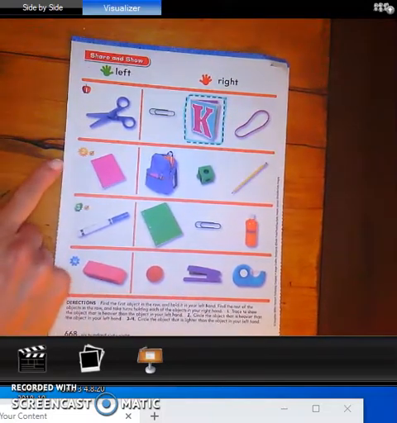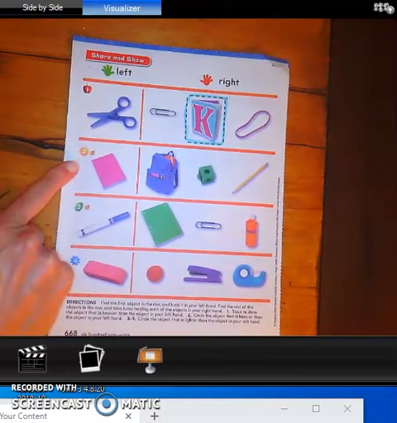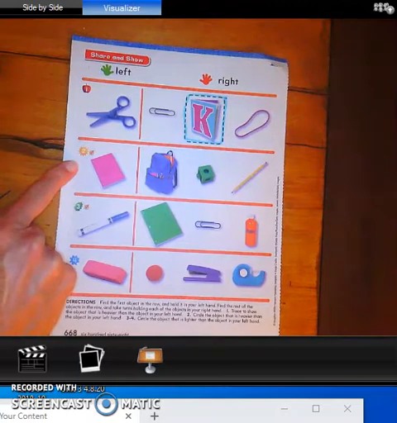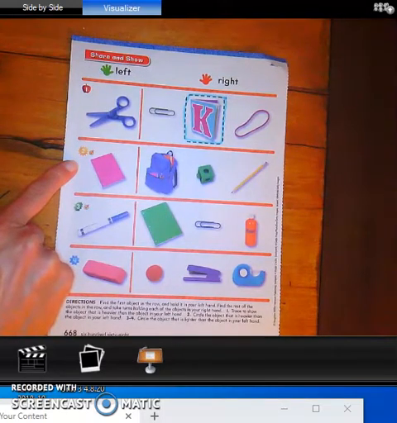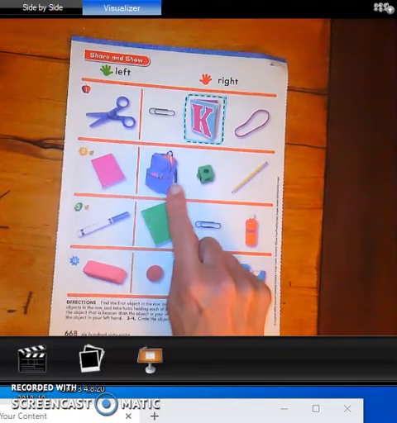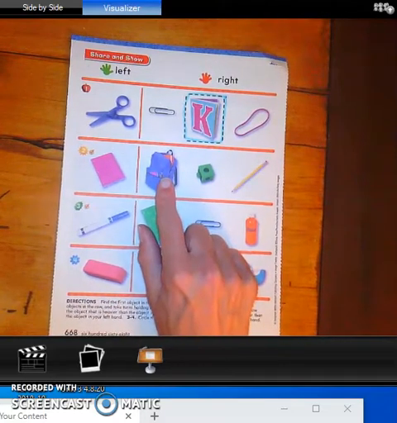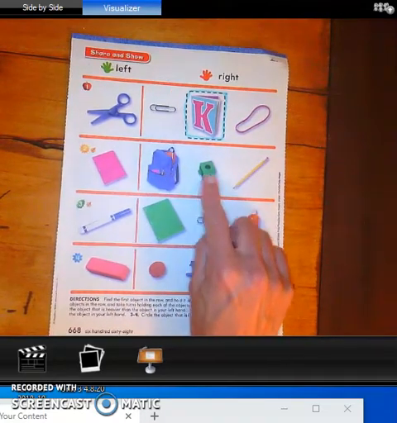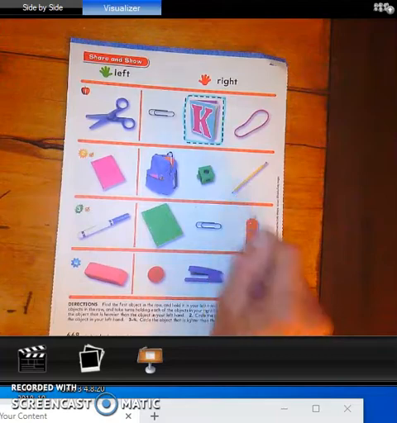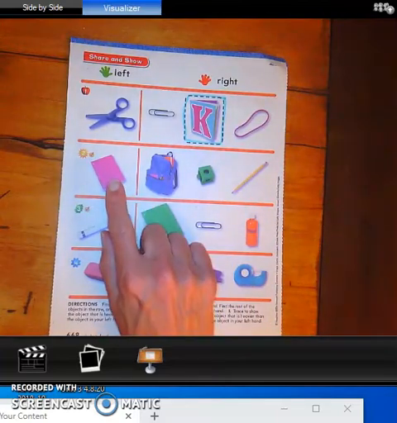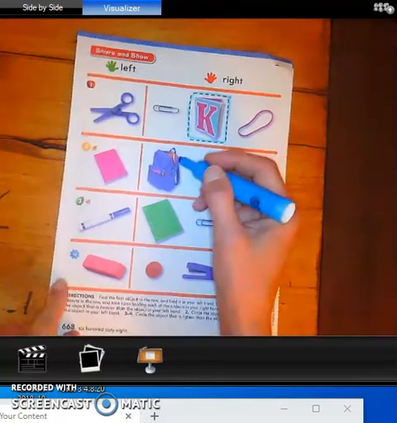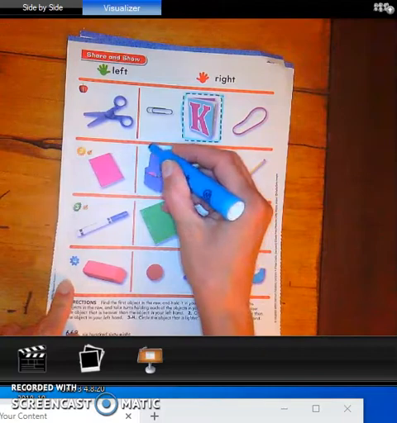Okay, now in number 2, we're going to look at this. There's a notebook here. And we need to figure out which of these objects here is heavier than a notebook. A backpack, a cube, or a pencil. Okay, so the object that's heavier than a notebook would be the backpack. So we'll circle the backpack.